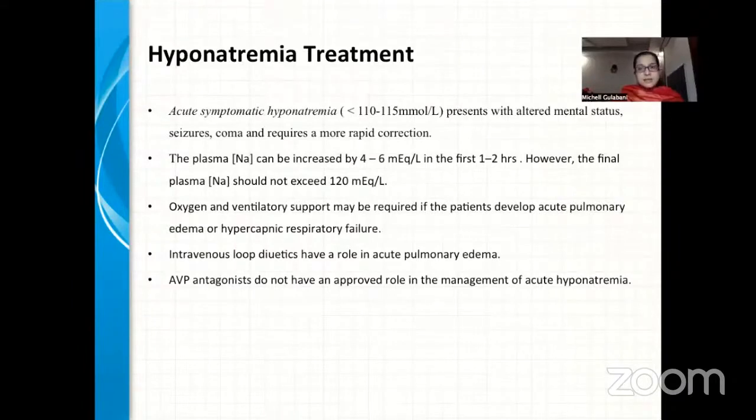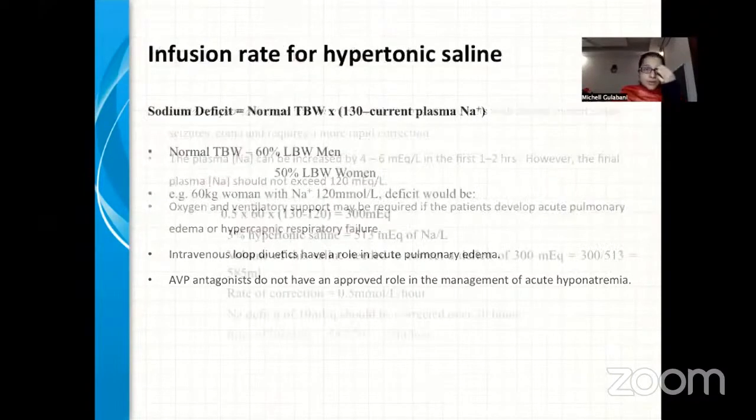So in that case, the serum sodium levels can be increased by 4 to 6 milliequivalents per liter in the first 1 to 2 hours. However, the final plasma sodium concentration should not increase by 120 milliequivalents per liter. Supportive therapy is required in acute symptomatic hyponatremia, and intravenous loop diuretics have no role in the treatment of acute pulmonary edema. AVP antagonists have also not been approved in the management of acute hyponatremia.